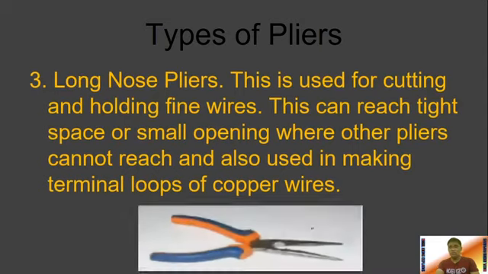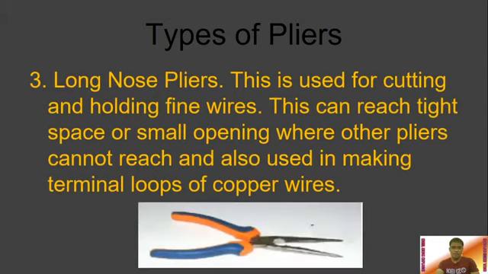Then we have the long nose. So this is used for cutting and holding fine wires. This can reach tight spaces or small openings where other pliers cannot reach, and is also used in making terminal loops of copper wire. So the uses of long nose pliers are for tight spaces or small openings which other types of pliers cannot reach, and also for making terminal loops, or if you want to have your copper wire shaped in a loop. Those are the purposes of long nose pliers.